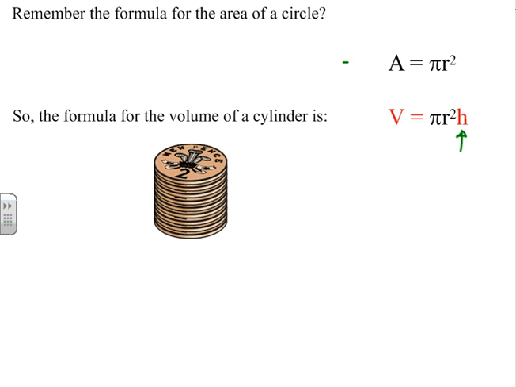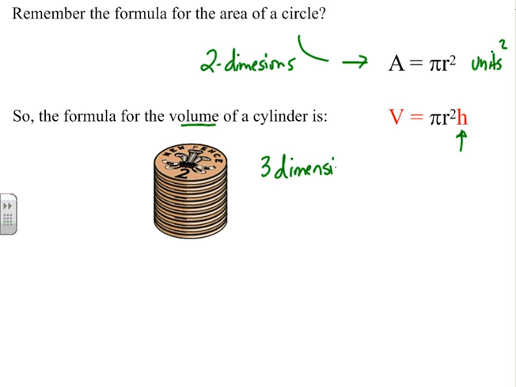So in other words, when we're finding just a plain old area of a circle, we're in 2 dimensions. And because we're in 2 dimensions, all our units are just squared. When we're talking about volume, volume is in 3 dimensions. And because it's in 3 dimensions, all our units are going to be cubed. So we've got to keep that in mind when we're looking at units and how to explain things.